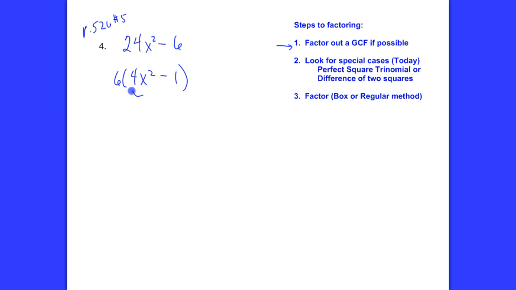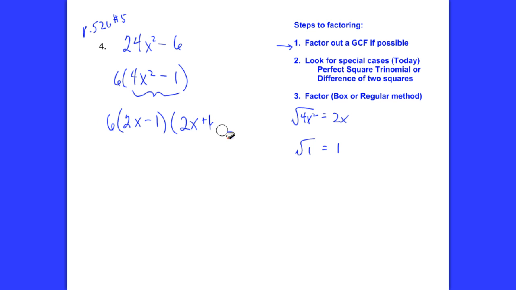Now I have to look at this and consider if it's a perfect square. All right, let's look at it and see. I've got 4x squared, that's 2x. I've got the square root of 1 is 1. It is. So I need to factor that as a difference of two squares. Difference of two squares factors into a, which is 2x, minus b times a plus b. I almost wrote b there. It's really 1 in this case. b is 1. So there we go. Guess what? That's the answer. Look how easy that was.